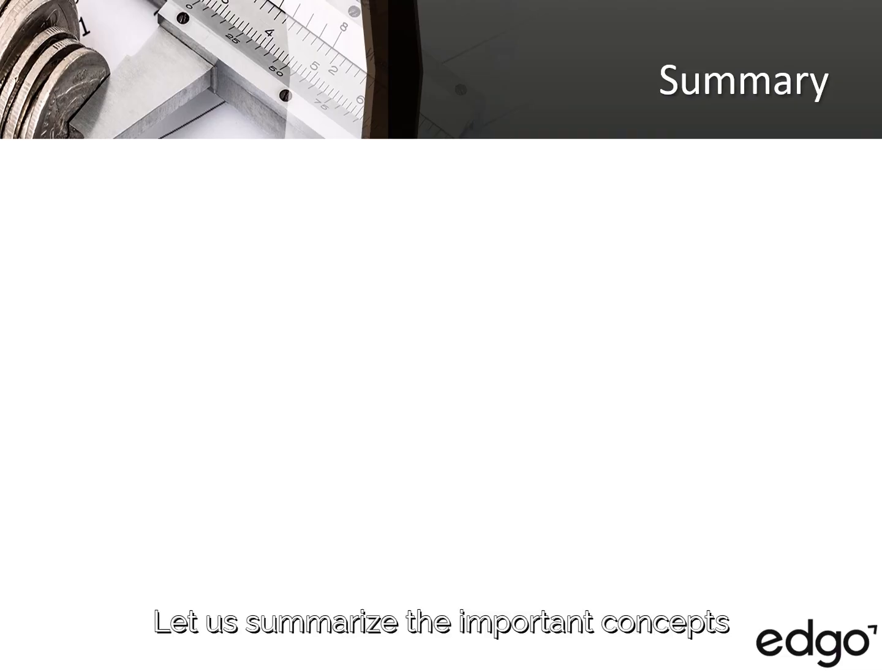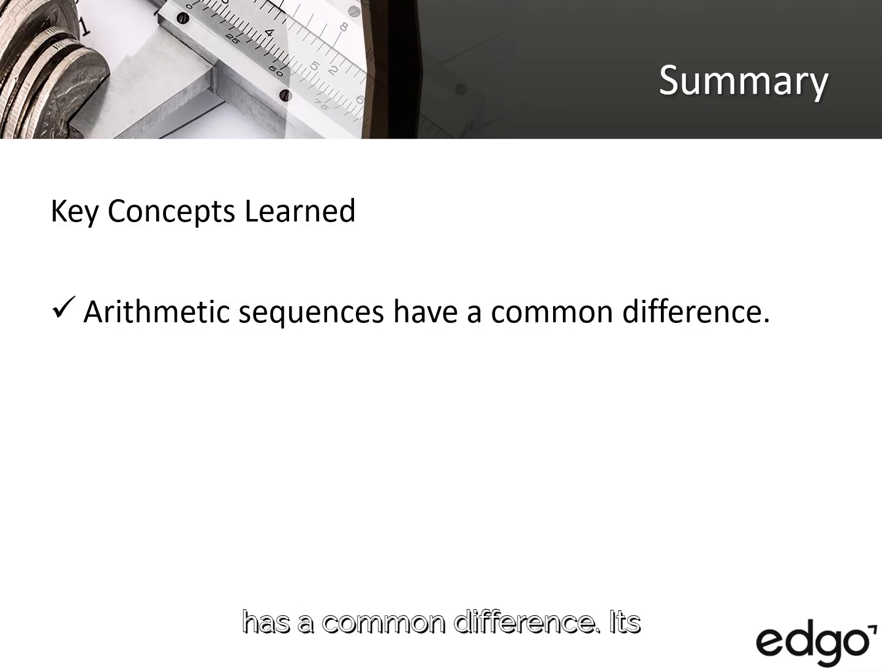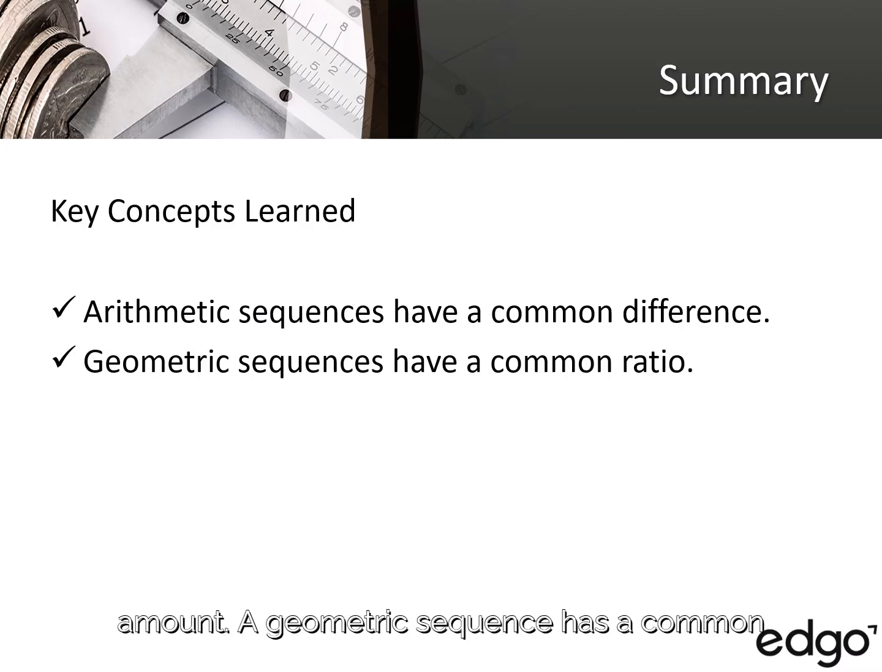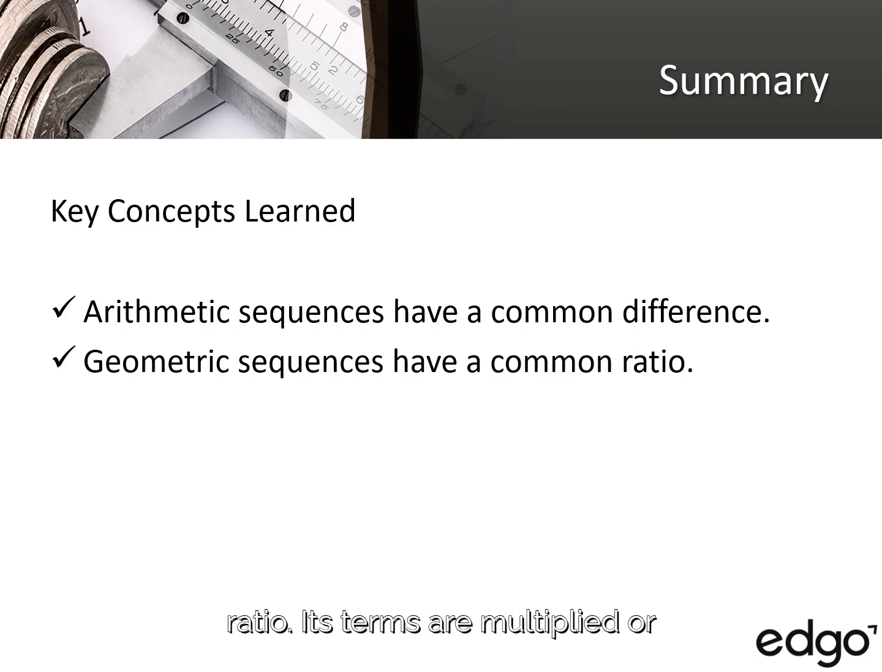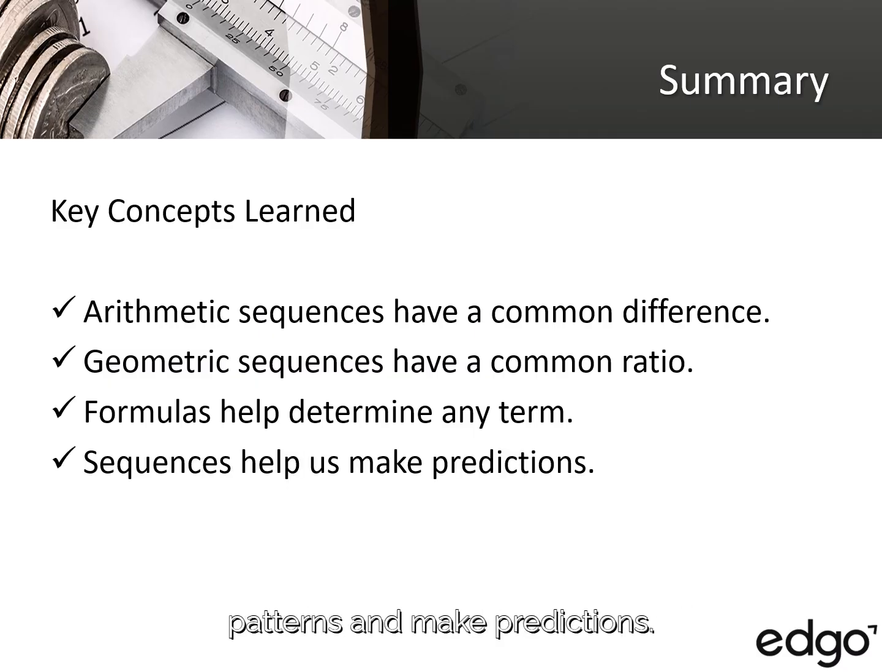Let us summarize the important concepts we learned today. An arithmetic sequence has a common difference. Its terms increase or decrease by a constant amount. A geometric sequence has a common ratio. Its terms are multiplied or divided by the same number. We also learned that formulas help us determine any term of a sequence without listing all the preceding terms. Arithmetic sequences may be used to model constant increases or decreases. Geometric sequences may be used to model repeated growth or decay. Most importantly, sequences help us identify patterns and make predictions.